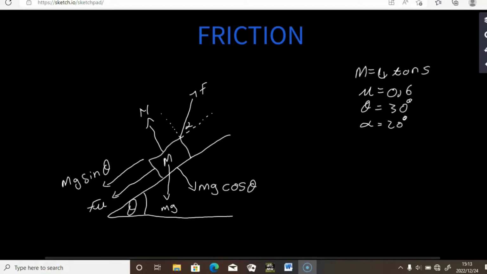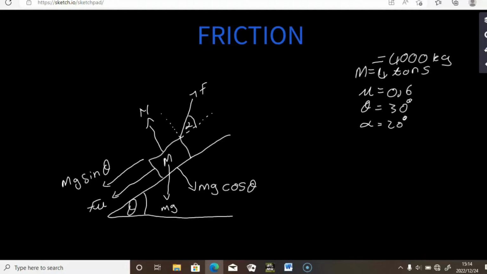They are giving us this scenario where we have an object of mass 4 tons, which we know equals 4,000 kg. They are saying the coefficient of friction is 0.6, and the slope is 30 degrees. They are now saying a force is pulling this block upward, and that force makes an angle of 20 degrees with the incline. They are basically telling us that this force is being applied at an angle.